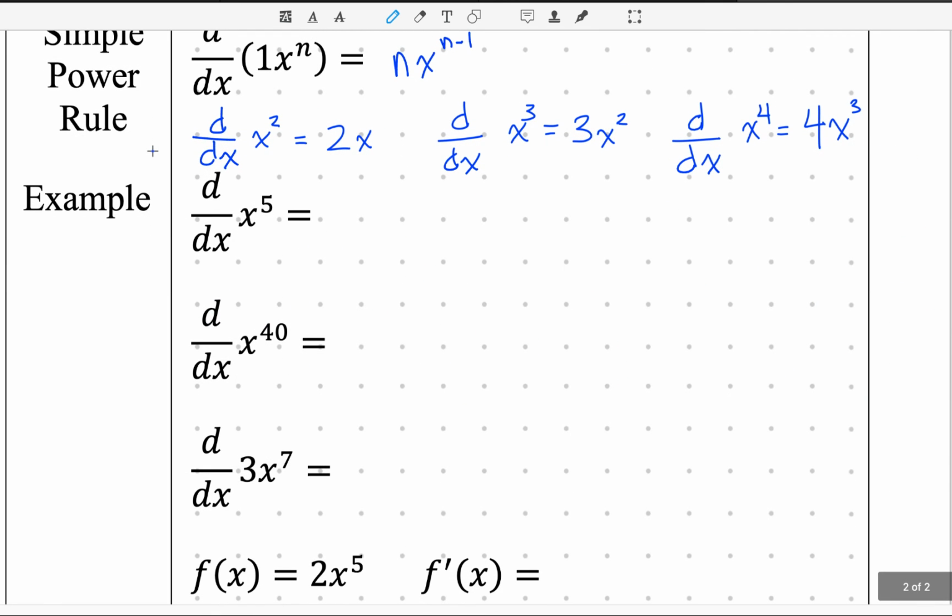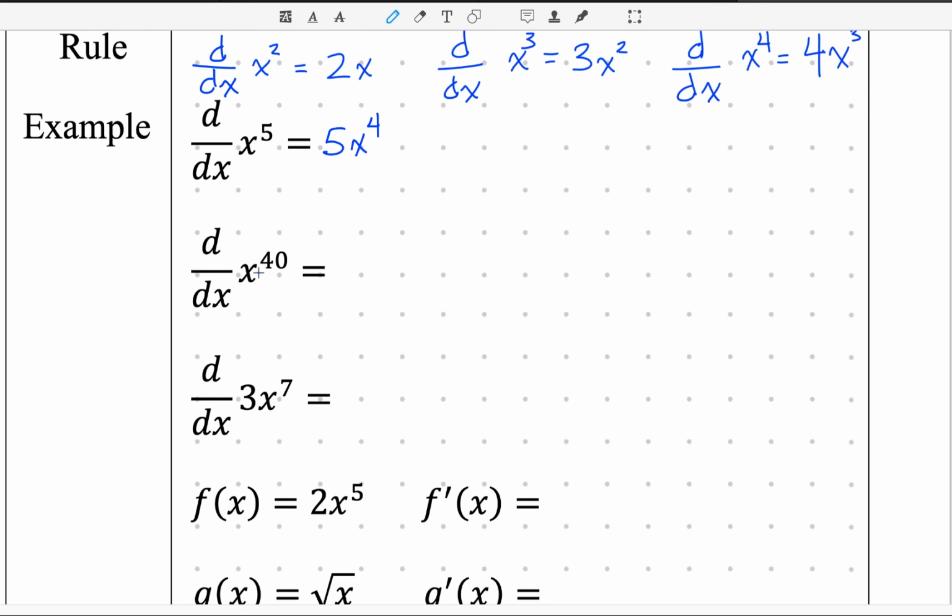Let's try some examples. Sergio, the derivative of x to the power of 5 with respect to x. So 5x to the power of 4. There it is, 5x to the power of 4. Ellery, the derivative of x to the power of 40 with respect to x. 40x to the power of 39. There it is. Ooh, okay, Fern, we're giving you the difficult one. Here you go. The derivative of 3x to the power of 7 with respect to x. Would it be 21x to the power of 6?